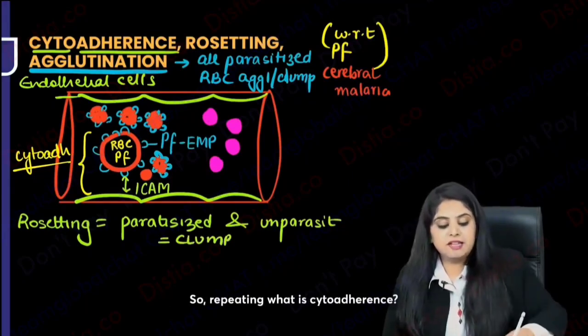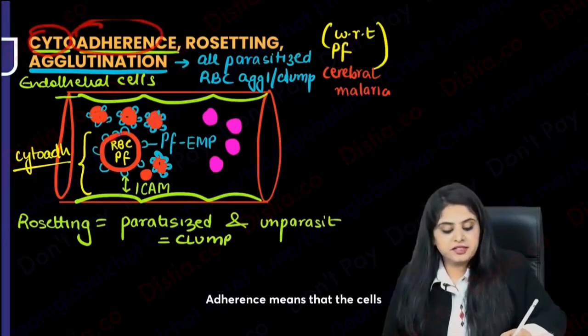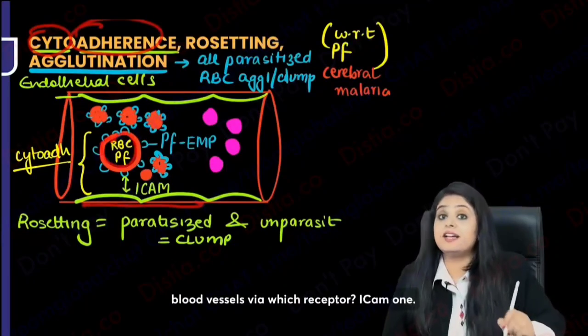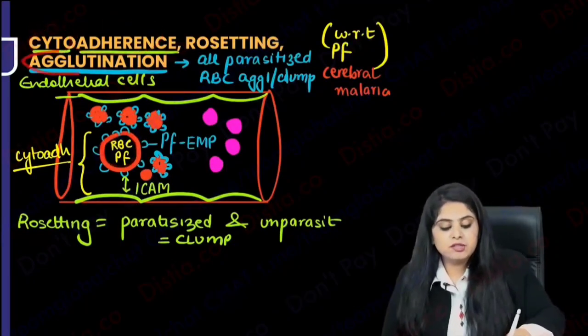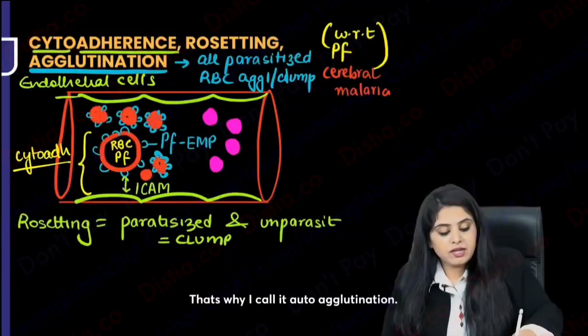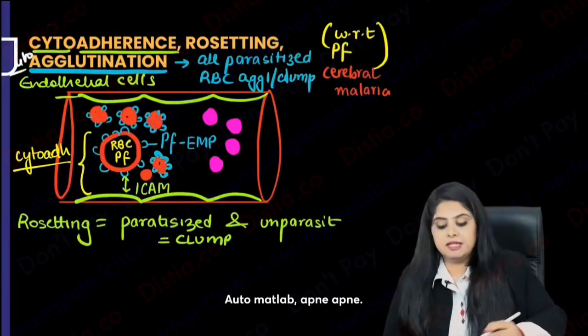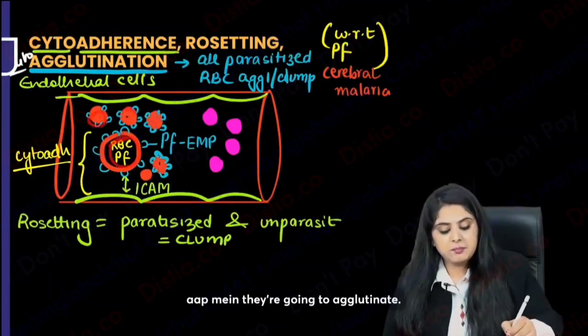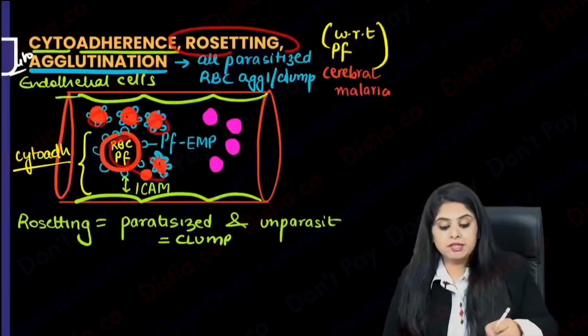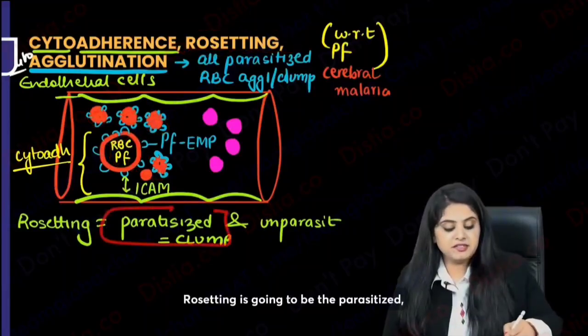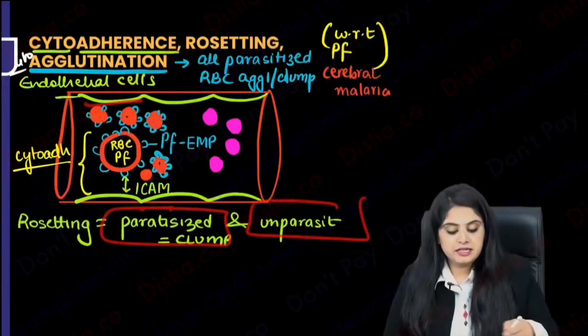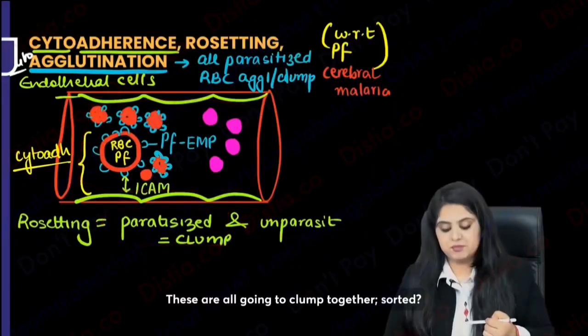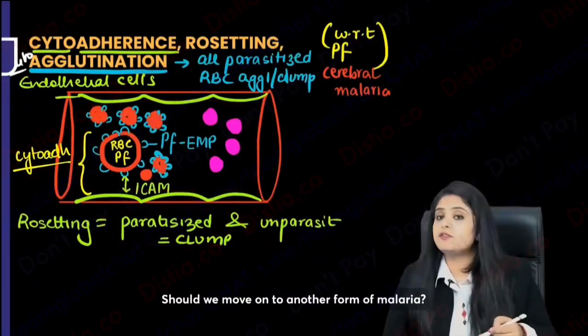So repeating, what is cytoadherence? Adherence means that the cells are going to stick onto the blood vessels via which receptor? ICAM1. That's why I call it auto-agglutination. Auto means by themselves. The parasitized cells, by themselves, are gonna agglutinate. But what is rosetting? Rosetting is going to be the parasitized and the unparasitized cells. These are all going to clump together. Sorted? Should we move on to another form of malaria?